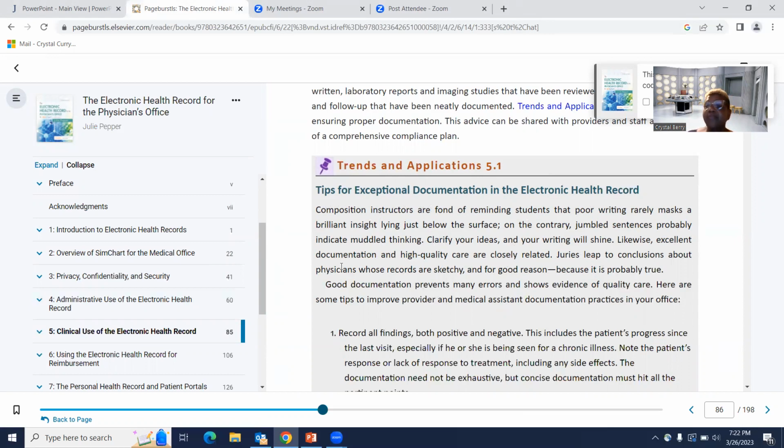Likewise, excellent documentation and high quality care are closely related. Jurists leap to conclusions about physicians whose records are sketchy, and for good reason, because it is probably true. Good documentation prevents many errors and shows evidence of quality care. Here are some tips to improve provider and medical assistant documentation practices in your office.